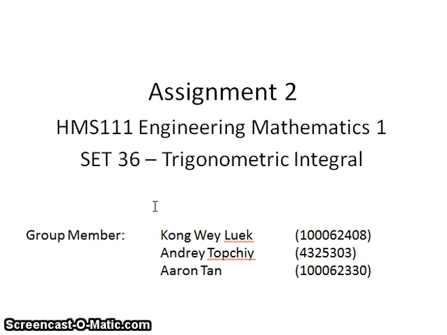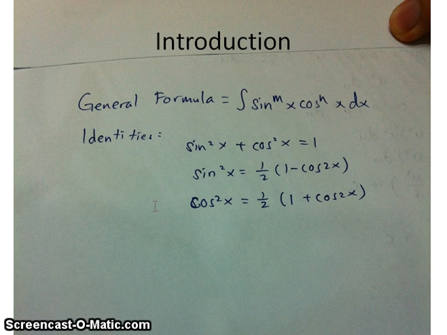Alright. What is trigonometric integral, you might ask? Trigonometric integral is actually the integration of trigonometric functions. The general formula of it is the integration of sine with the power of mx times cos with the power of nx times dx. The common identities used for this topic will be from simple trigonometric rules. These examples will include sine square x plus cos square x equals to 1, sine square x equals to half times 1 minus cos 2x, and also cos square x equals to half times 1 plus cos 2x.